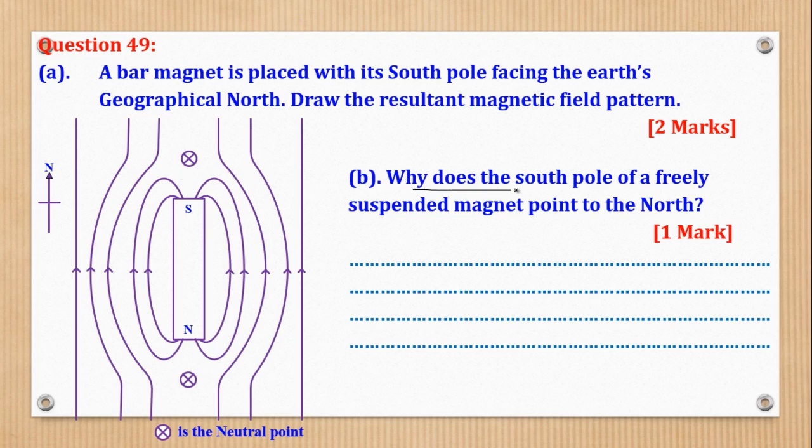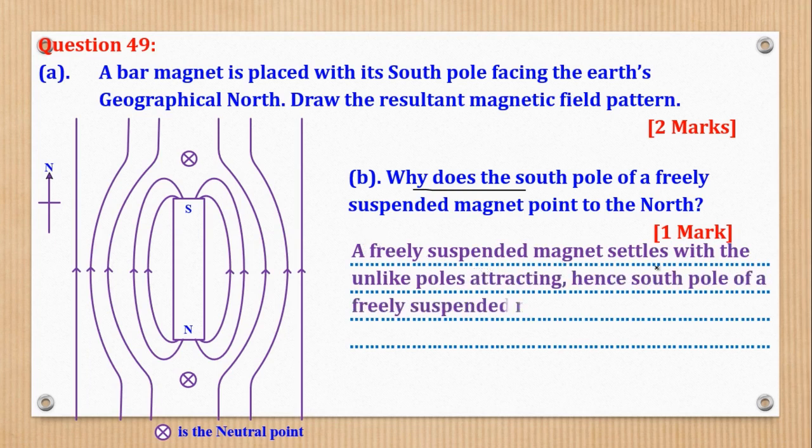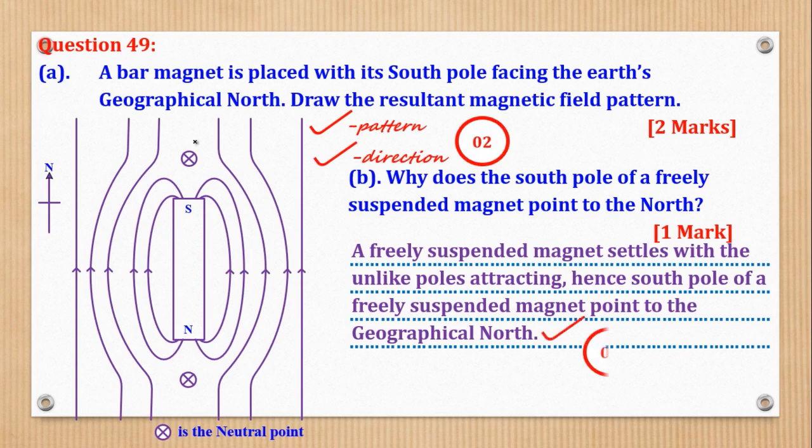Part B, why does the south pole of a freely suspended magnet point to the north? So a freely suspended magnet settles with the unlike poles attracting. Hence, the south pole of a freely suspended magnet points to the geographical north, because unlike poles attract while like poles repel. So when there's a geographical north here, then this will be attracted. So that's how marks will be awarded.